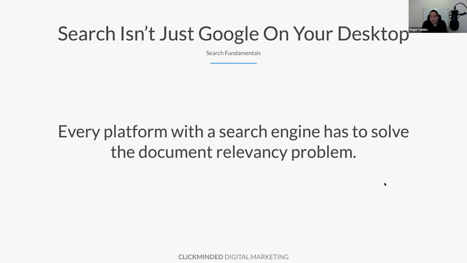Every platform with a search engine has to solve that document relevancy problem. So think about it. Amazon is another big one. YouTube is another big one. So anywhere that there's a search engine, you guys have an opportunity to build an asset there and drive traffic back to your main hub, which is your website.